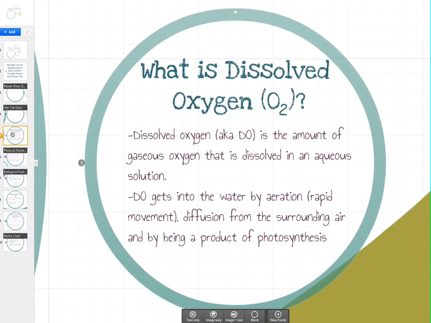Dissolved oxygen. What is it? Dissolved oxygen, aka DO, is the amount of gaseous oxygen that is dissolved in aqueous solution. DO gets into water by aeration, known as rapid movement, and diffusion from the surrounding air, and by being a product of photosynthesis. It is the limiting factor in aquatic ecosystems, and it is expressed as milligrams of oxygen per liter of water, as seen in the tables.